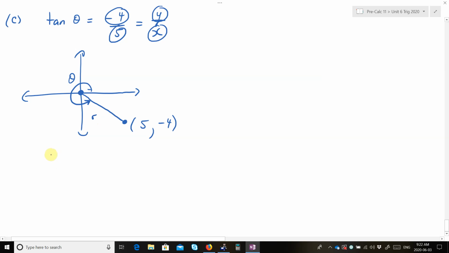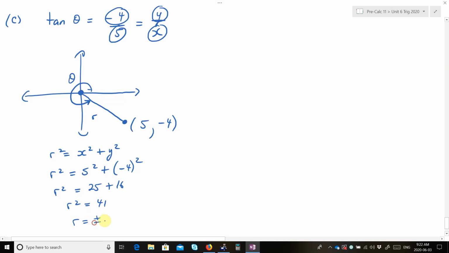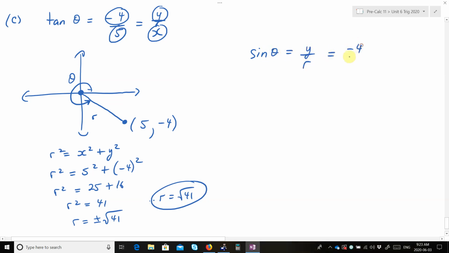And r is the radius. r squared is equal to x squared plus y squared, 5 squared plus negative 4 squared. So r squared is 25 plus 16. Sorry, r squared equals 41, so r is plus or minus root 41, and r is equal to the square root of 41 because it is always positive. So they want the other two ratios. Sine theta is y over r. The y is -4 and the r is root 41. And cos theta is x over r. X is 5 over root 41.